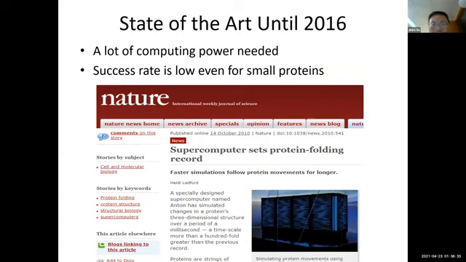So before 2016, when we talk about protein structure prediction, it usually means we will need a lot of computing power. And even so, the success rate for template-free modeling is very low, even for only small proteins. And for very large proteins, it's almost impossible to get a good prediction. By the way, in this lecture, I will mostly focus on the template-free modeling method.